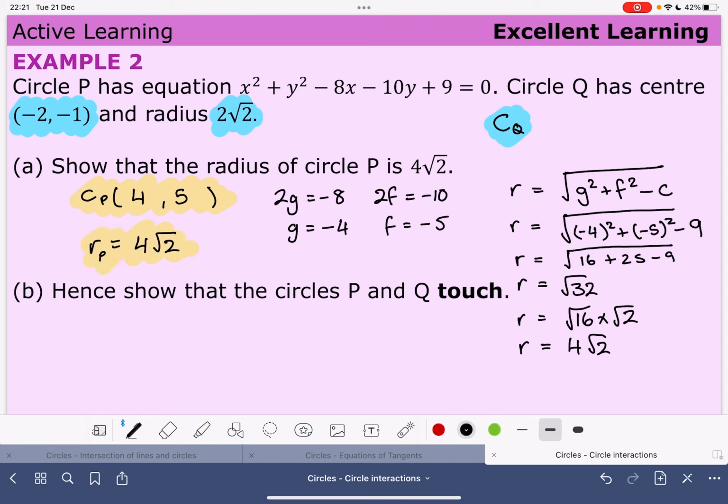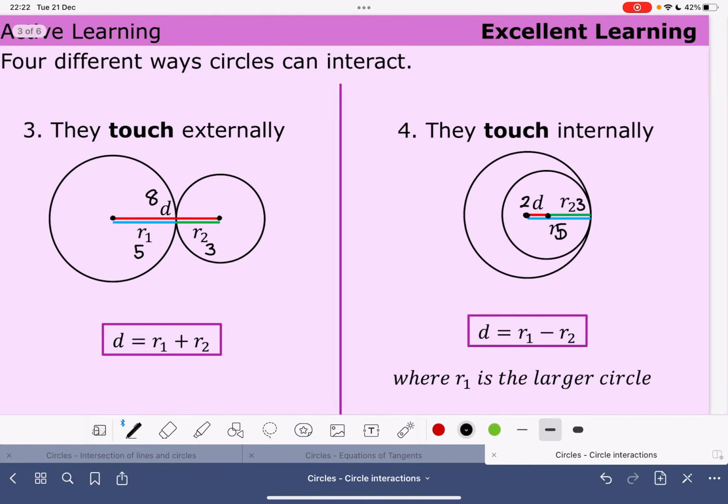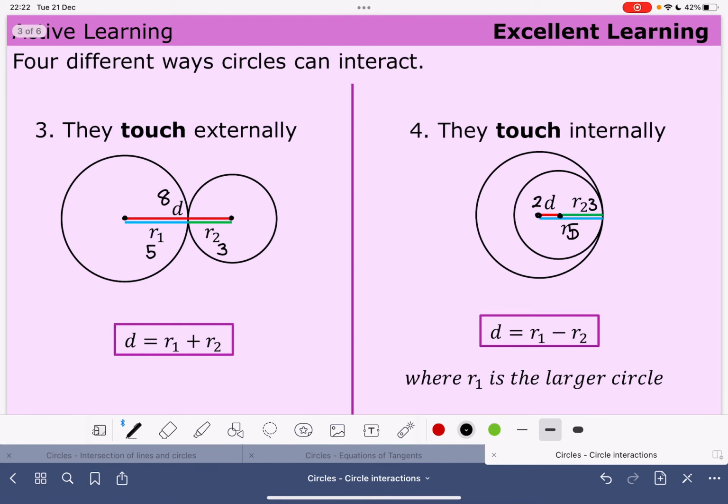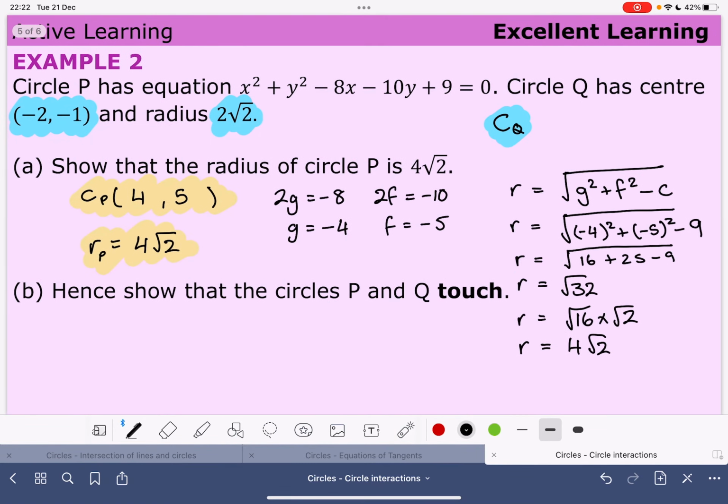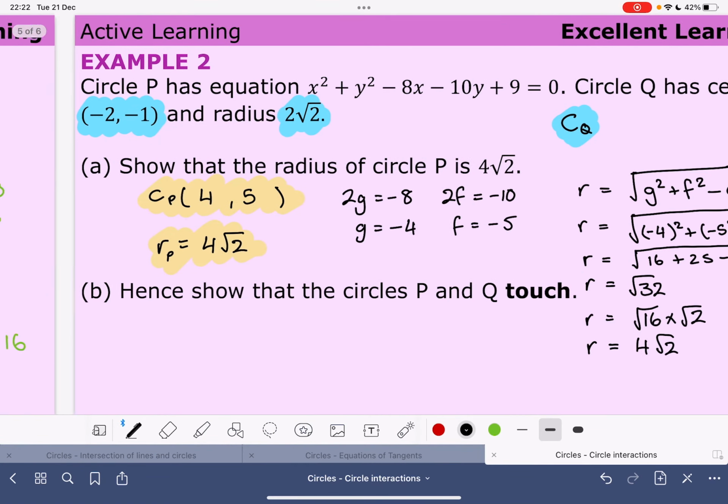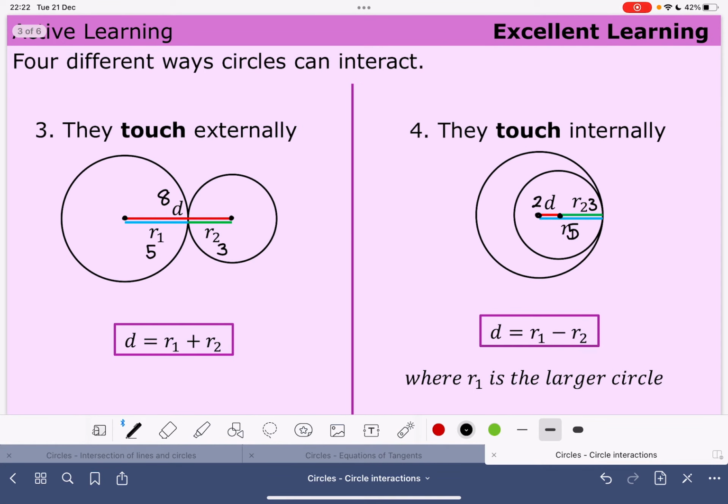And now we're going to go ahead onto part B and show that the circles touch. So again, just to flick back to what happens when they could touch in two ways. I don't think it says that one exists out with the other. So it could be either of these scenarios.